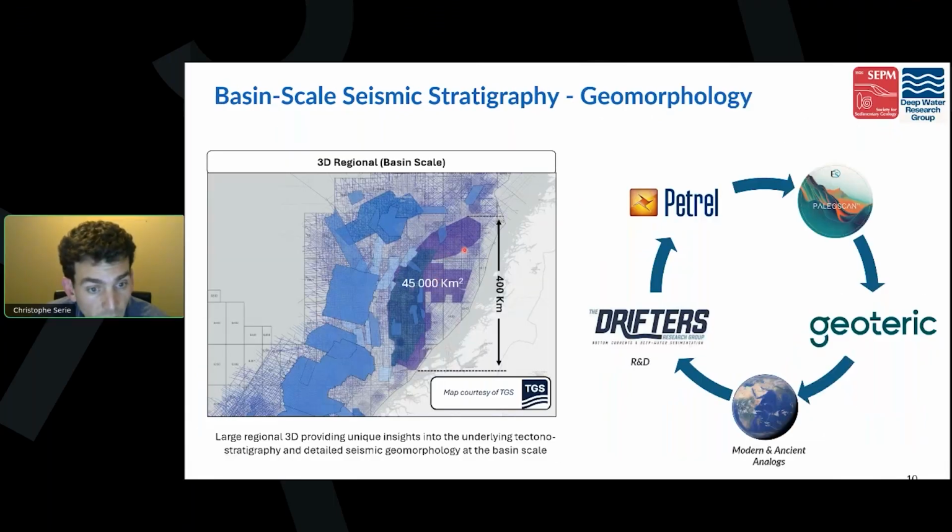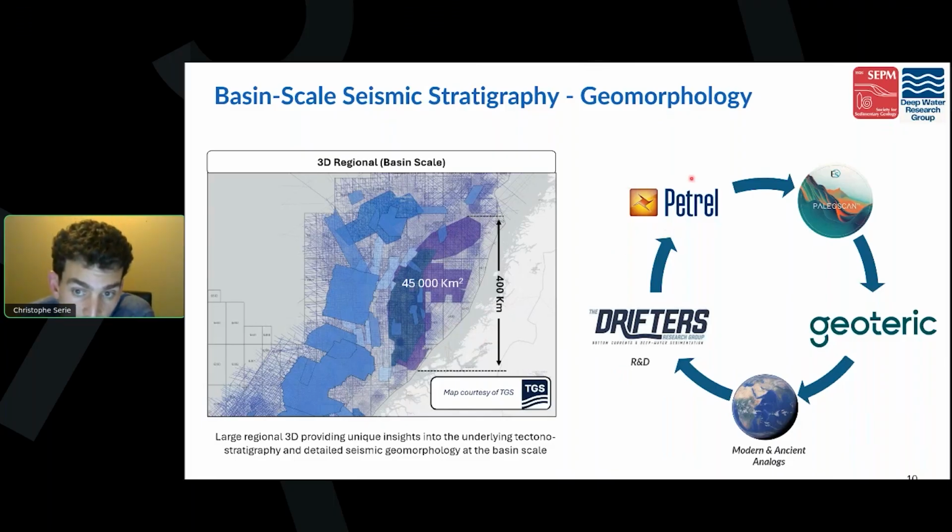So we are very lucky to work in Norway. It's a fairly mature area, and there is a lot of 3D data. For example, this survey from TGS, which is the Pure, is about 45,000 square kilometers, extending 400 kilometers of the margin. So how do we target those very large cubes, and how can we actually tease out the detail to help us make the connection from basin scale almost to core scale?